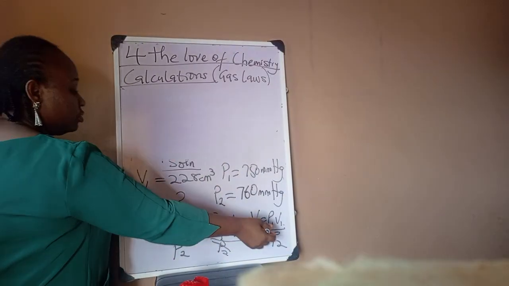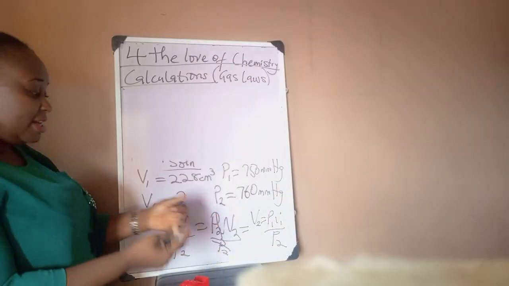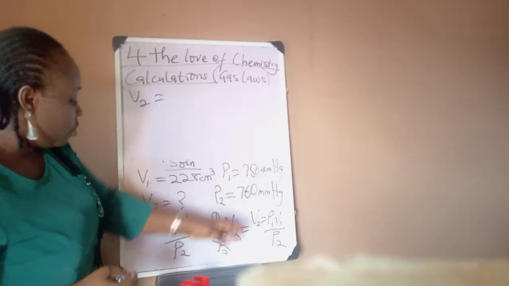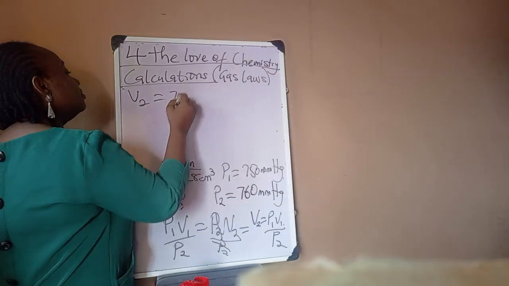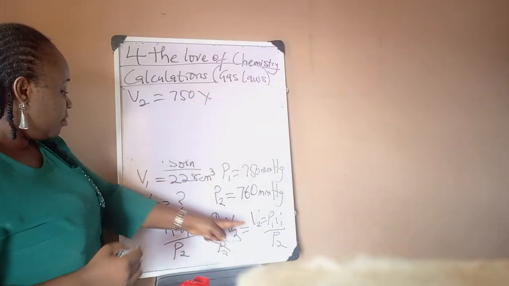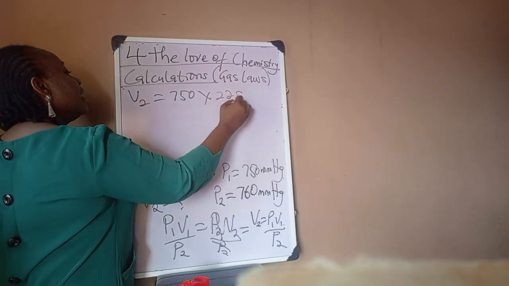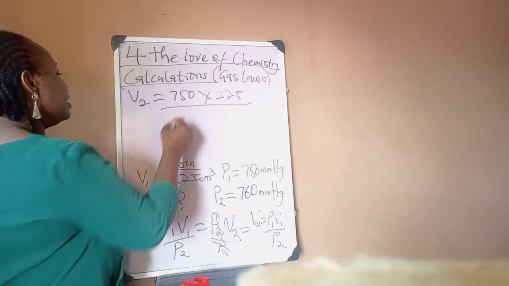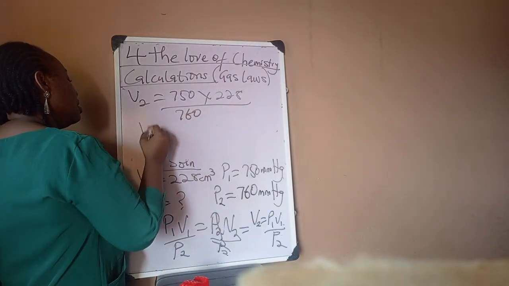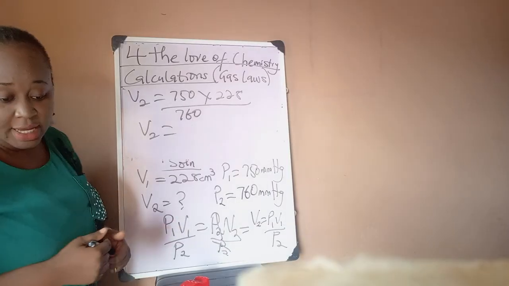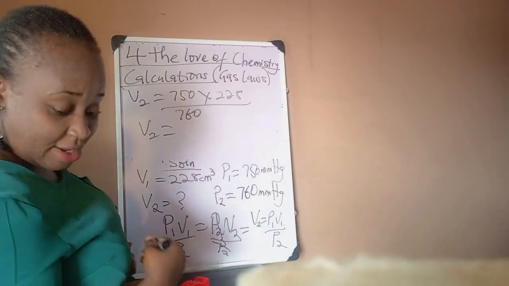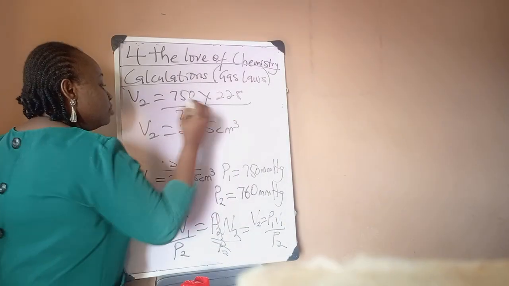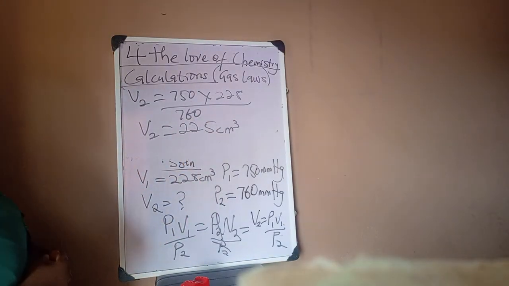Now that we've made V2 the subject of the formula, we can fill in our parameters. We have that P1 is 750, V1 is 228, all over P2, which is 760. And when you calculate using your calculator, you will find that this gives us 225 cm cube, and that is the answer for V2.